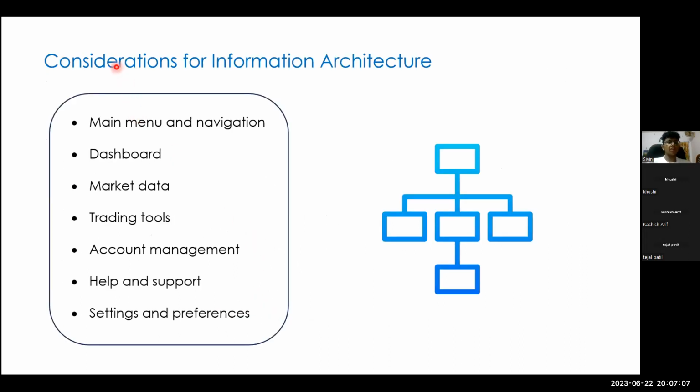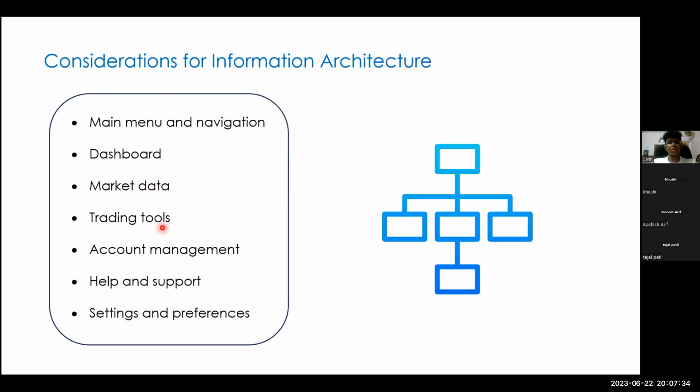Now, let's see what the considerations are while constructing an information architecture. For a stock market application, mainly it is the main menu and navigation. Next is the dashboard. Then the market data, which is the most important thing. Trading tools are obviously needed for analyzing the chart and doing technical analysis. Then account management, help and support, and also settings and preferences.